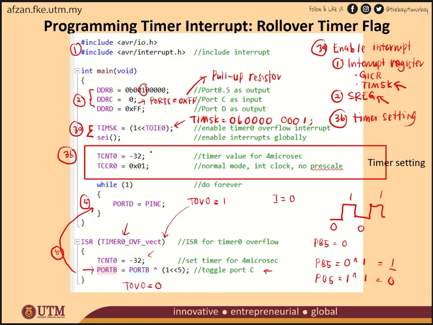But for this one, whenever the time is up, for example, you are going to make this square wave, and each of the low and high levels here is 500 millisecond. So every 500 millisecond it will go to this ISR, and then keep repeating, waiting until TOV0 equals 1 and going back to this ISR. So every 500 millisecond the ISR will be triggered, compared to the external hardware interrupt, where every time you press the switch, it will trigger your interrupt.